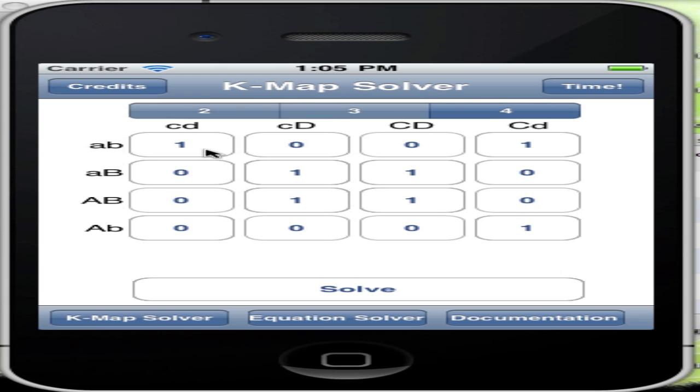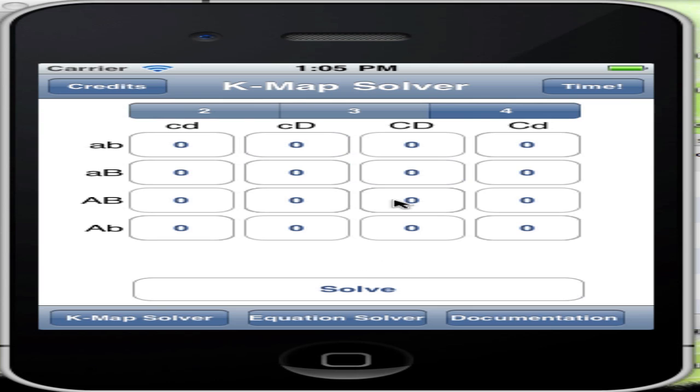So to solve the equation A' B C' D, we would look for the lowercase a, uppercase B, lowercase c, uppercase D. So using that process, it would be located here. So this equation is equal to A' B C' D.